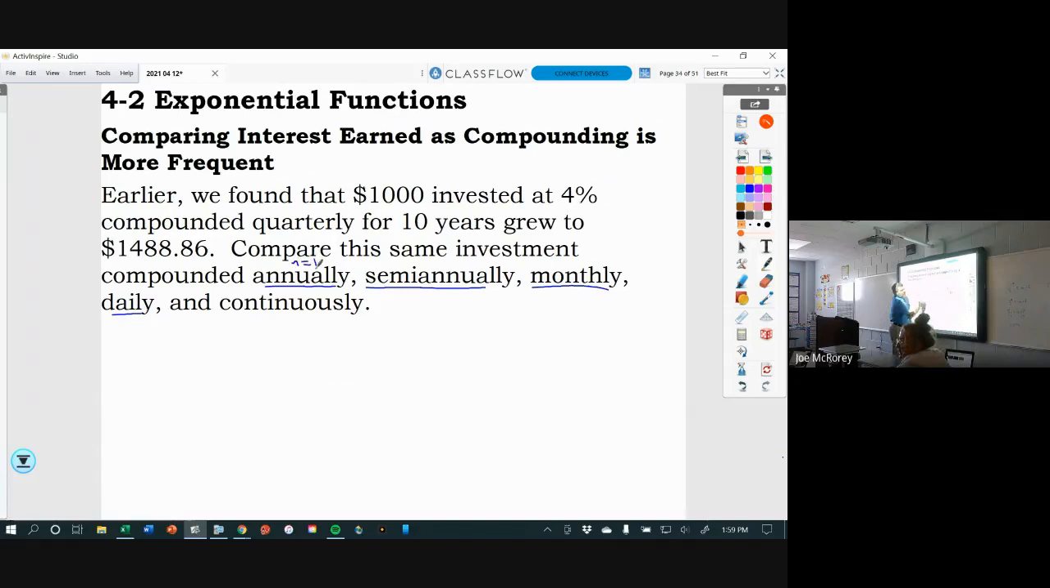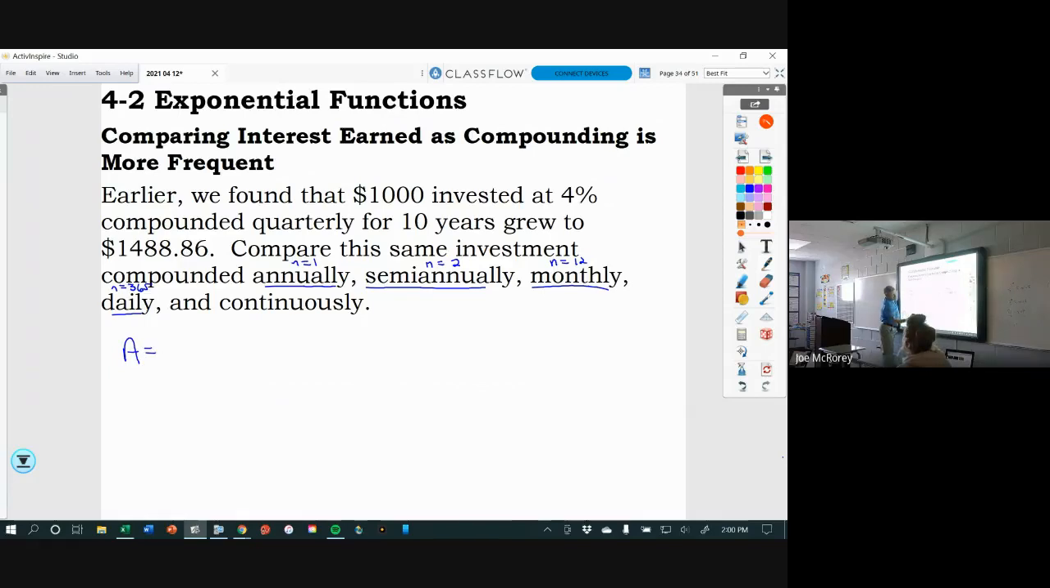Semi-annually, 2. Monthly, 12. Daily, 365. I've heard that some banks will actually use 360, just to rip you off, that's what banks do. Continuously, we use e, there is no n.